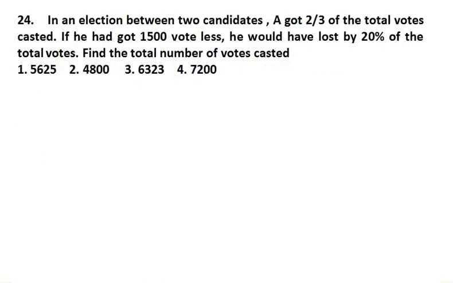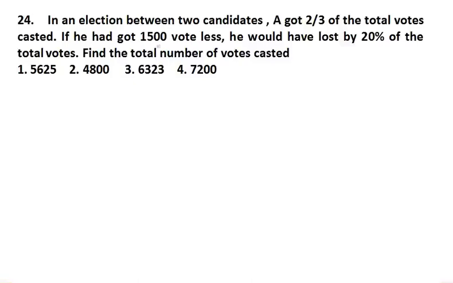Try by yourself. In an election between two candidates, A got 2 by 3 of the total vote cast. If he had got 1500 votes less, he would have lost by 20% of the total vote. Find the total number of votes cast.